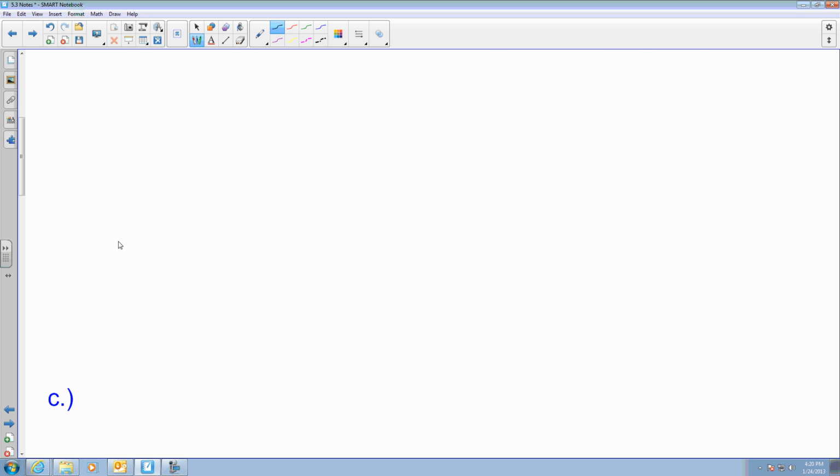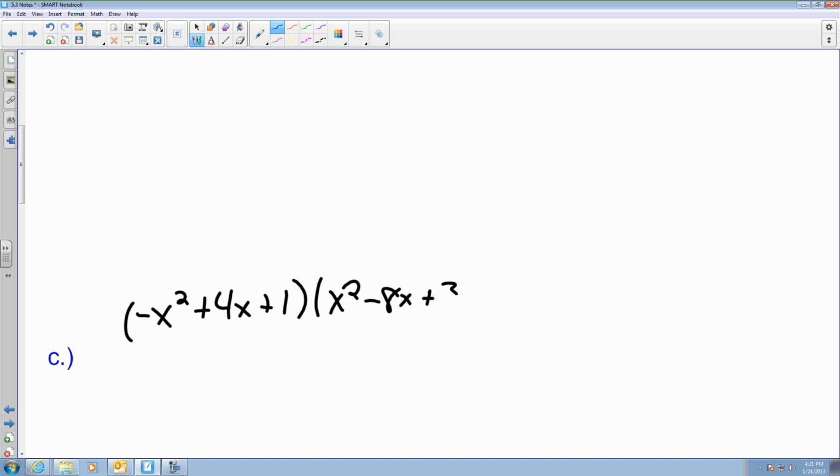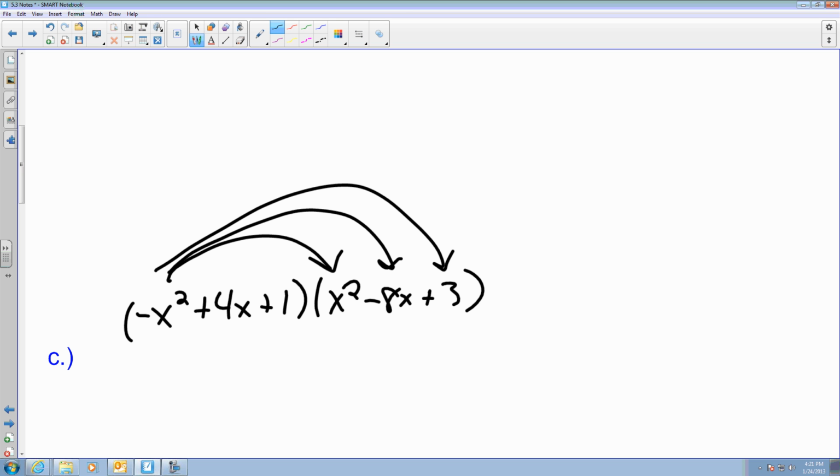So those two examples we've seen before. So what about something like this? I have negative x squared plus 4x plus 1 times the quantity x squared minus 8x plus 3. So what I need to do now is I'm still going to do FOIL, but now it's just a little bit more numbers. So now I'm going to attach multiplications to here, here, and here, and I'm going to do that to each of these variables.